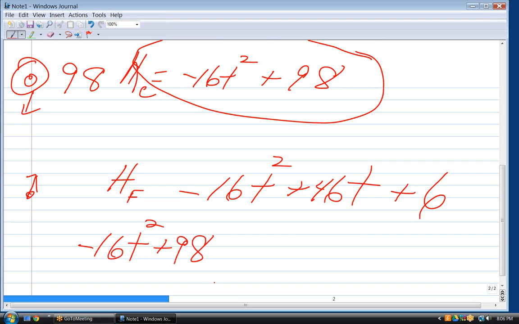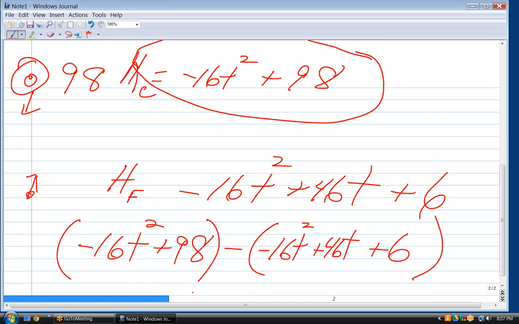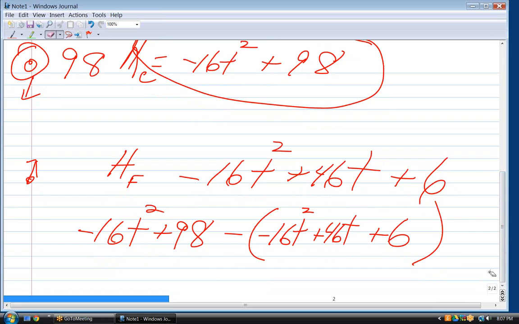There's the first distance, and I'm subtracting this quantity, minus 16t squared plus 46t plus 6. I put the whole thing in parentheses because this is the height of the bottom ball. We need to subtract its height from the top height. You don't really need parentheses around that. I can put it in for clarification, but they're not needed. So now how do I subtract all of that stuff? Well, you have to combine like terms. First of all, let's get rid of the parentheses.